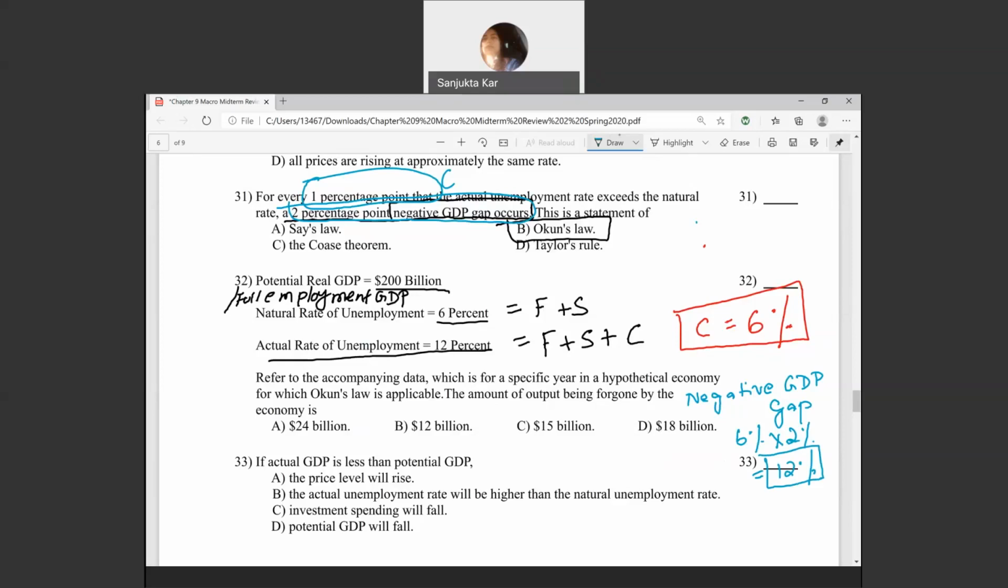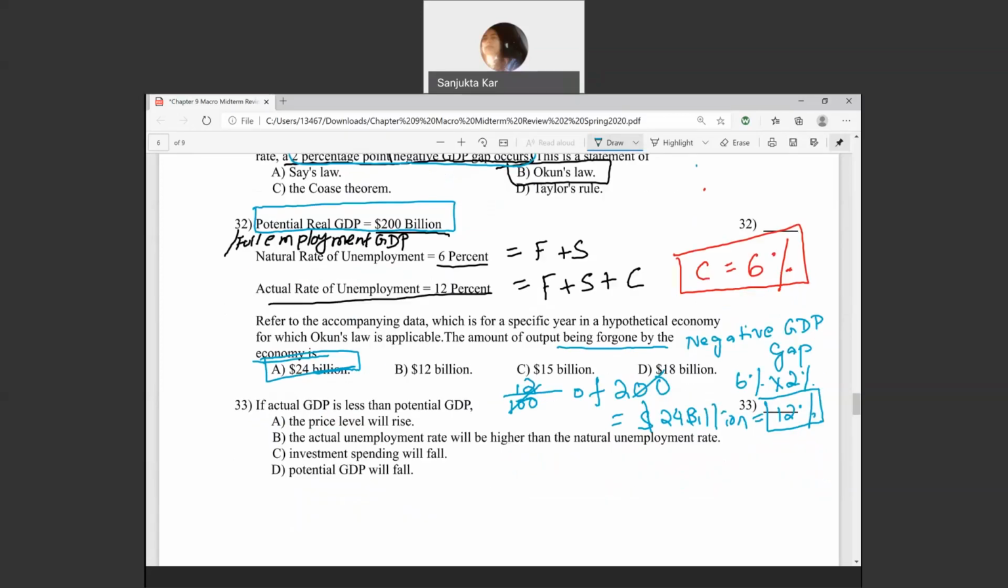This is what I found out. But the question is asking how much output is lost in the economy. To answer that, I'm going to need the value of full employment gross domestic product. The output lost will be 12% of 200, which is equal to 24 billion. So this is your answer here, 24 billion. Be very careful with these questions.